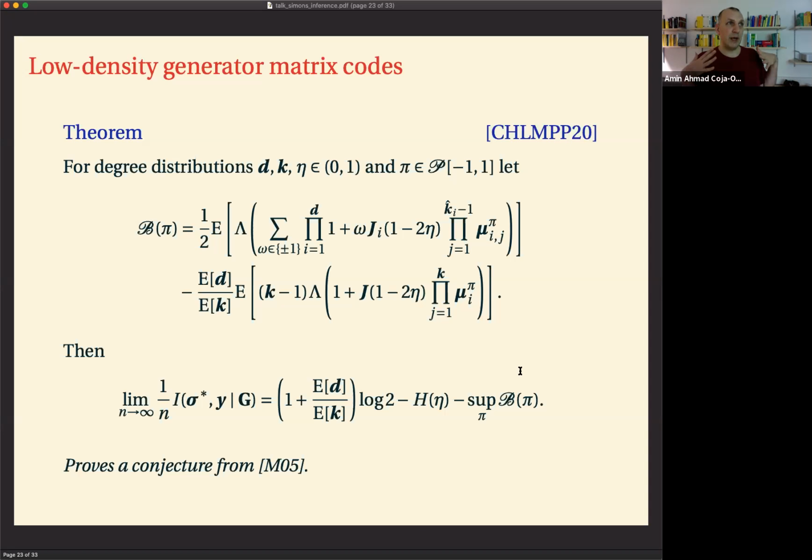Then we have a result about low density generator matrix codes. Again, this is basically applying the general result to a specific model. And again, we obtain a result that matches the predictions from physics and actually proves a conjecture of Montanari from 2005 about the LDGM codes.